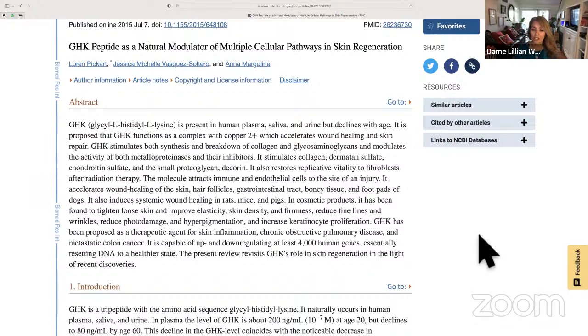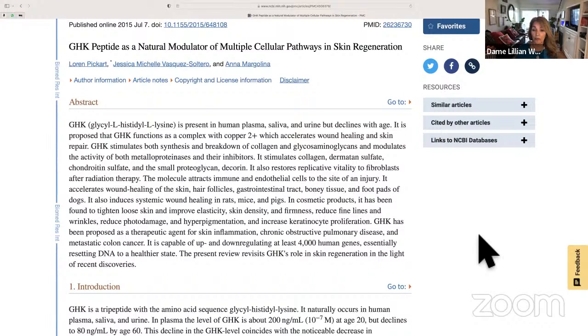It stimulates collagen, which is basically one of the building blocks. It's like the primary, the most abundant protein that we find in the entire human body. And it talks about dermatan sulfate, chondroitin sulfate. Chondroitin, as many of you are probably already aware, has to do with the building of cartilages and the insulation in between your bones. And the small proteoglycan decorin.